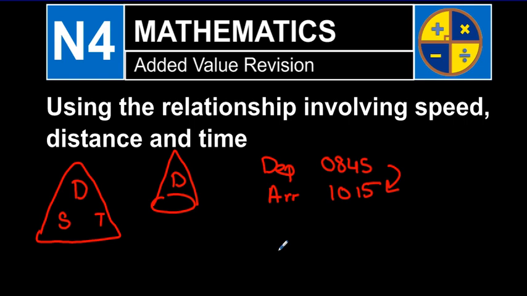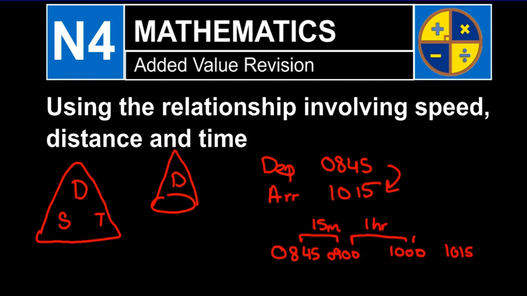And again, we could do that using working, such as I have 8:45 and I'm going to jump up from 8:45 to 9 o'clock, 0900. I know that that's 15 minutes. I'm going to then jump from 9 o'clock to 10 o'clock. I know that that is 1 hour. And then from 10 to 10:15 is another 15 minutes. And I know then that's 1 hour, 30 minutes, that's 1.5 hours.